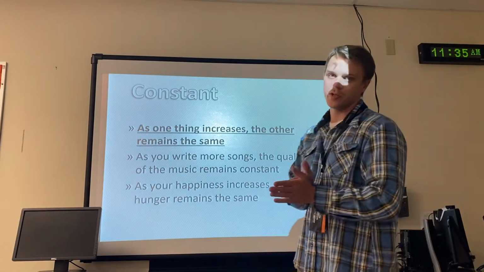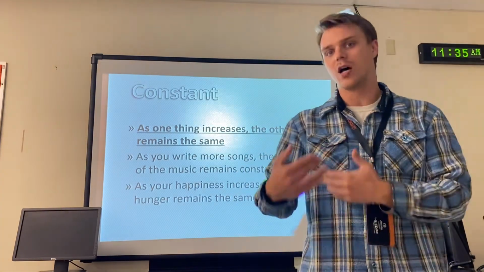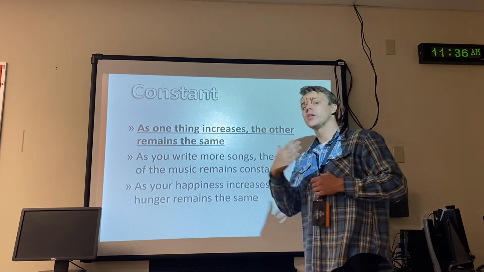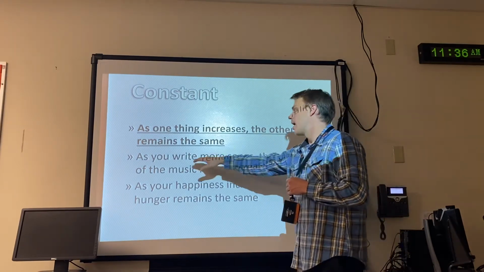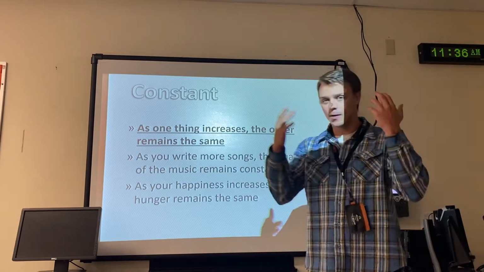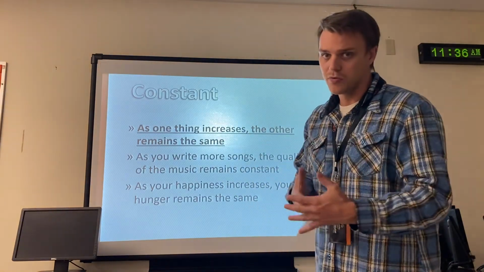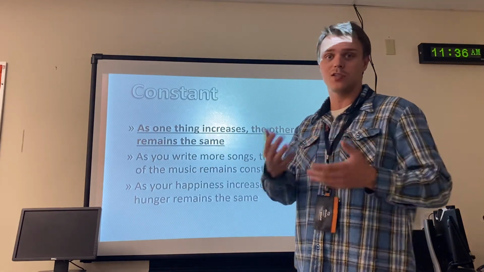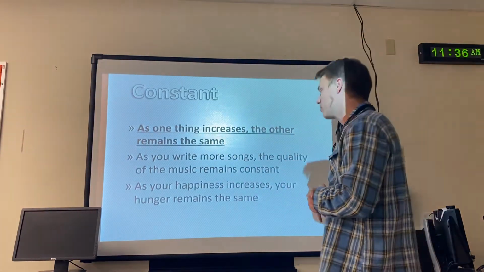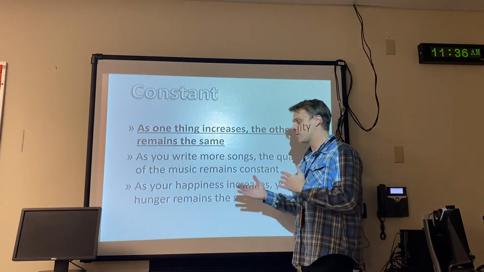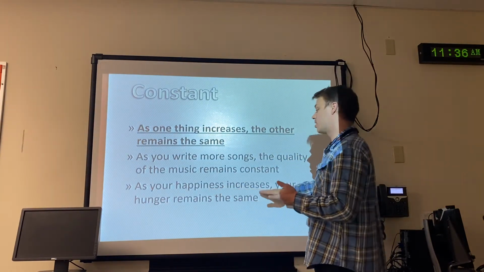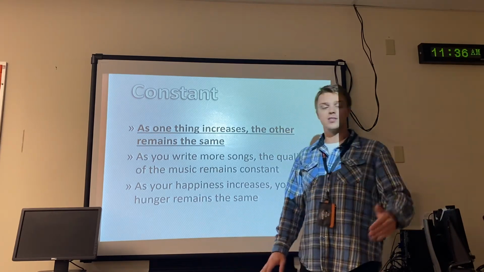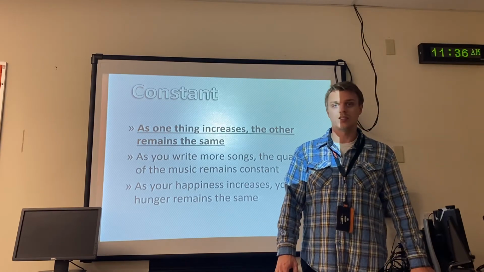A constant relationship is that as one thing changes and goes on, the other thing does not change at all. So if you're a really good musician and you write songs, as the amount of songs you write increases, the quality of the music stays the same. If it's good music, it's good music. It doesn't matter how many songs you write, we're going to have consistent music. Or something that has nothing to do with the other. As your happiness increases, right, the happier you become, your hunger remains the same. It is a constant, so it doesn't change.